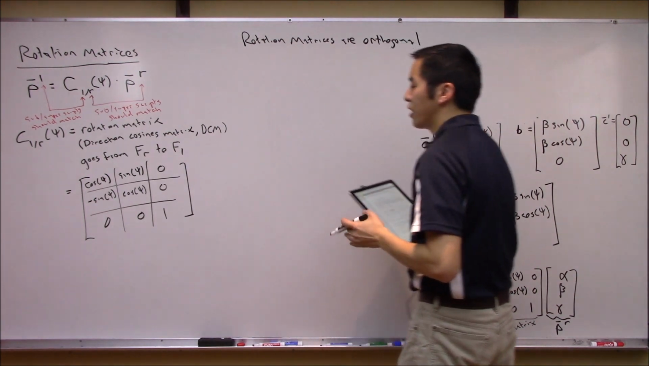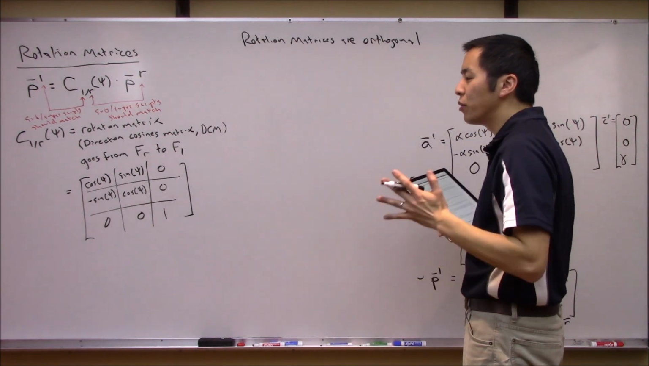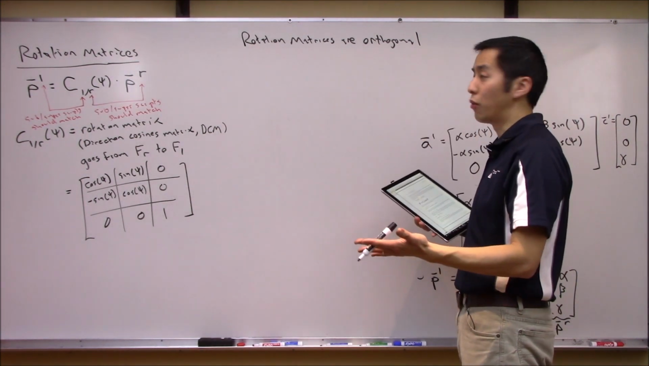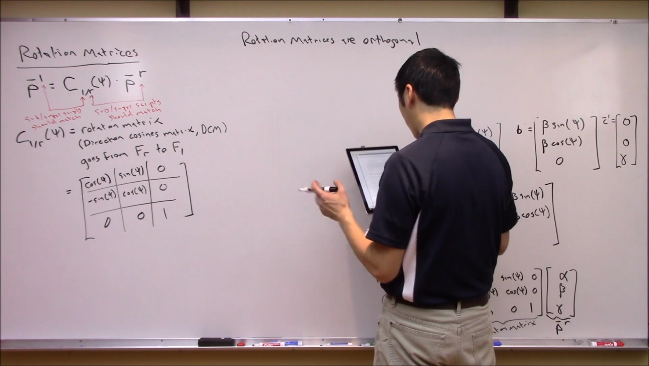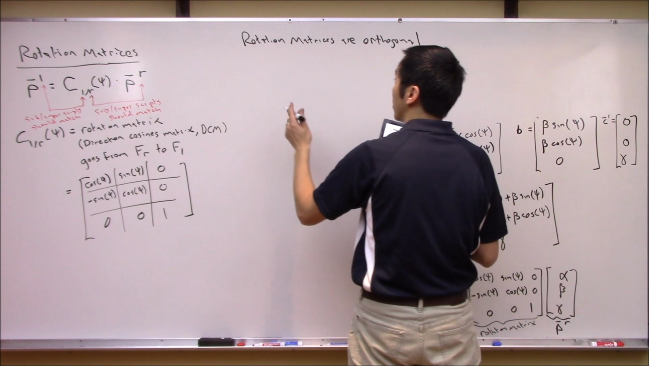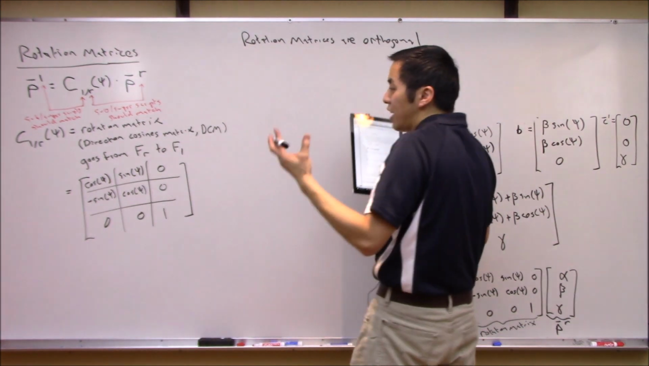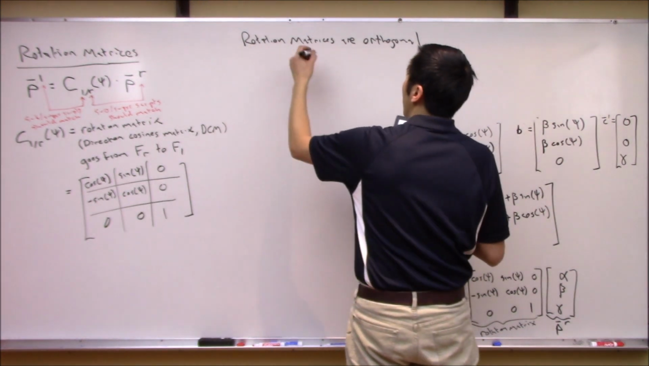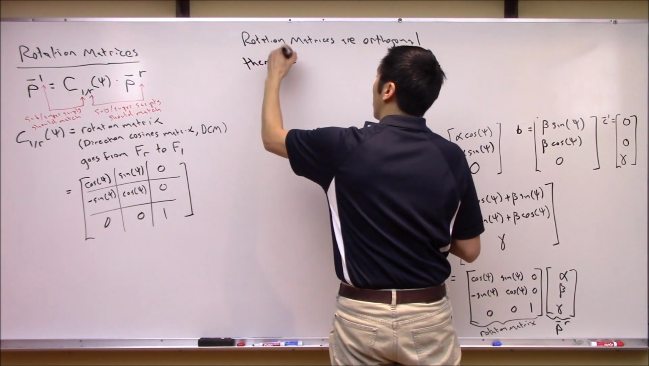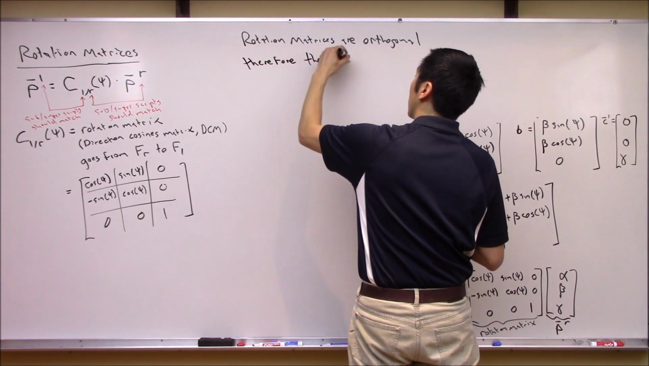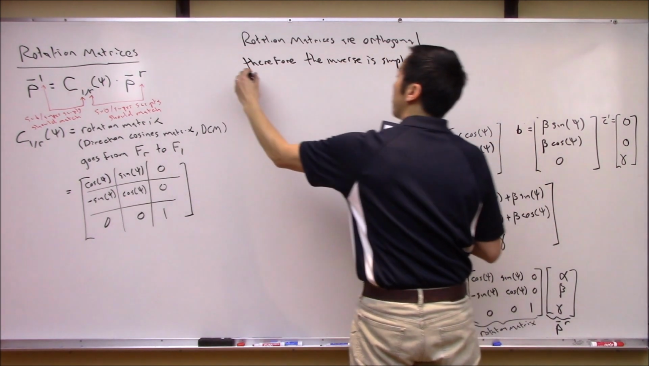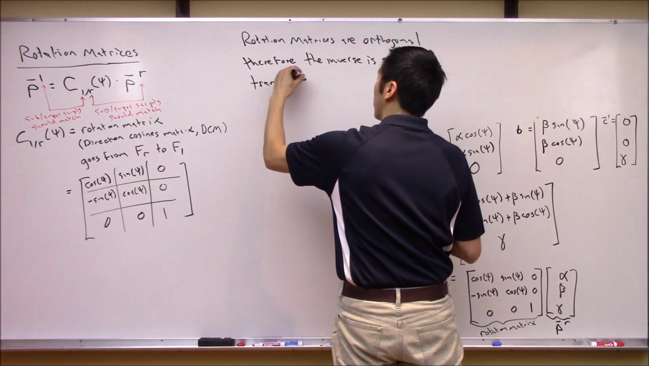So if you remember, what that basically meant is every single row and column here, not only are they linearly independent, but every row and column are normal to every other row and column. So what's special about an orthogonal matrix is that one of the consequences is that the inverse is just the transpose. Rotation matrices are orthogonal, therefore the inverse is simply the transpose. So this is really, really helpful.